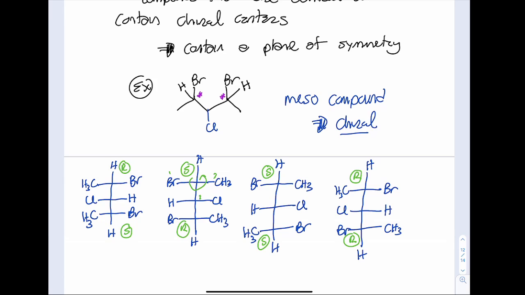And then we'll check this one also. 1, 2, 3. And that's clockwise, so R. So I'm feeling okay about it. Hopefully you guys are too.